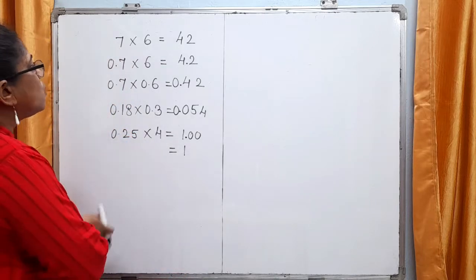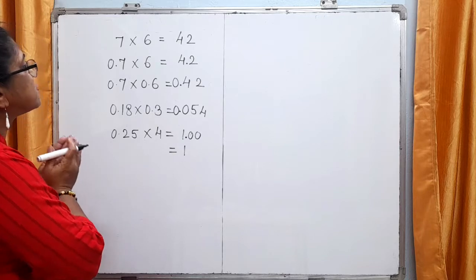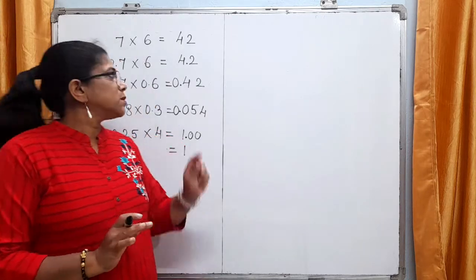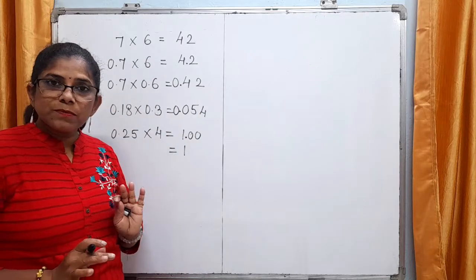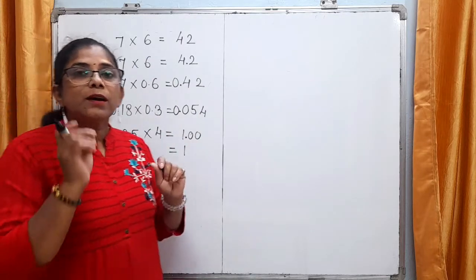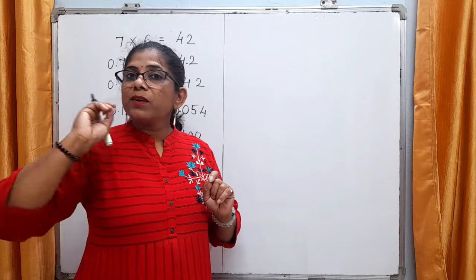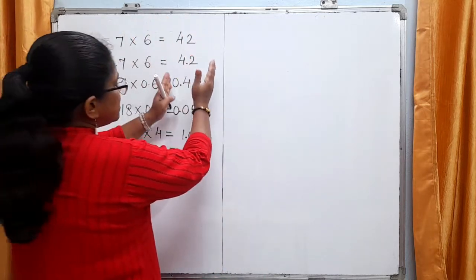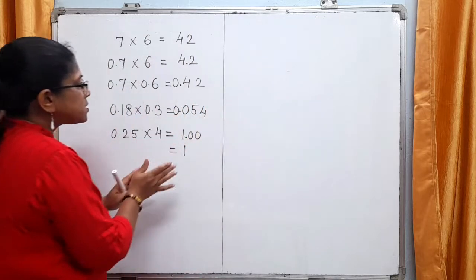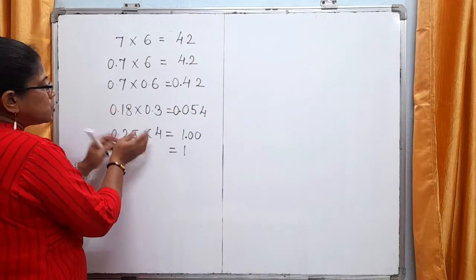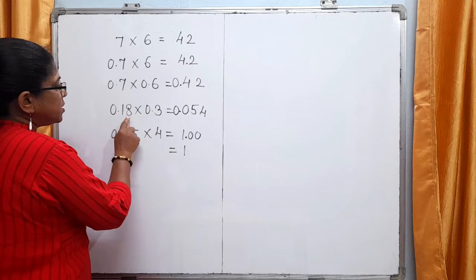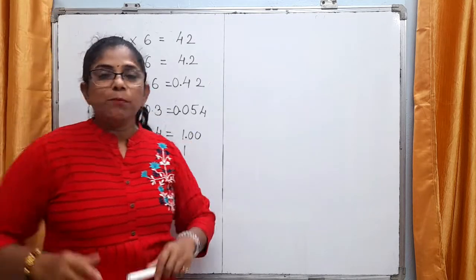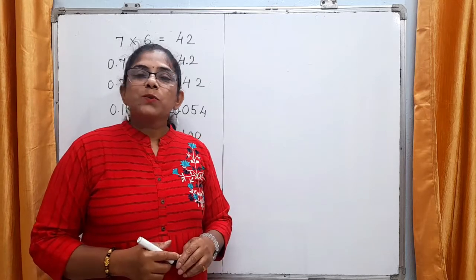So this is how we multiply decimal numbers. The only rule we have to follow here is to multiply the given numbers. After that, count the number of digits after the decimal point. Then the total number of decimal digits after the decimal point in the answer is equal to the total number of decimal digits after the decimal point in the given numbers, the numbers which we multiply. That's it. It's so simple.